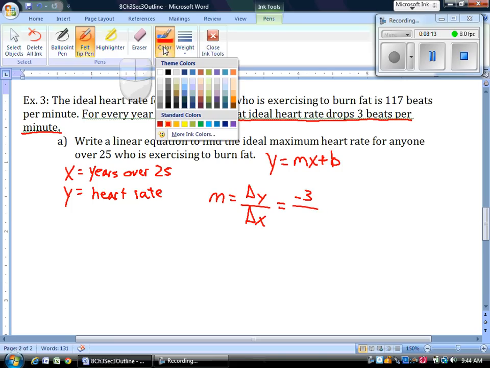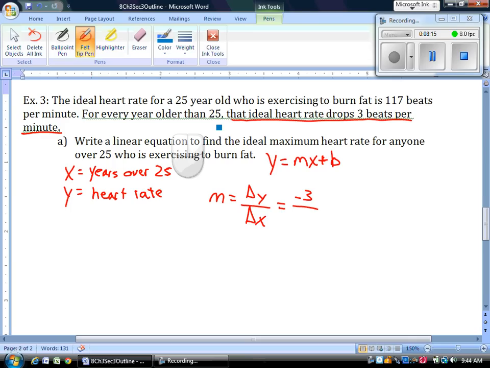Okay? Delta x is the years over 25. Okay? And this says for every year older than 25. So delta x is just going up 1. For every 1 year, the heart rate drops 3 beats per minute. So that tells me my slope is -3. Okay? Now I have to try to find b. Think about what my b is, or my y-intercept.